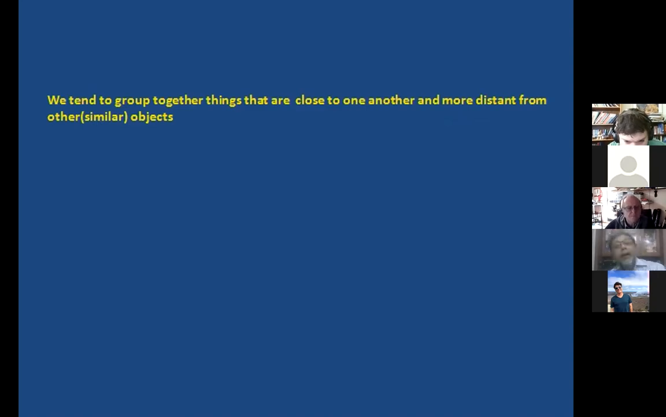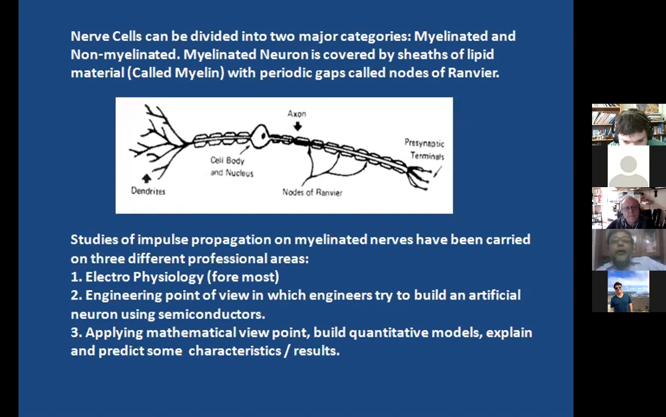Now coming to the interpretation of these nerve cells, the myelinated and non-myelinated neurons. They are covered by sheets of lipid material, the myelin, and there are different methods or different ways to look at these. From the electrophysiology and engineering point of view, engineers try to build an artificial neuron using semiconductors, and from the mathematical viewpoint, they build quantitative models to explain some characteristics of the results.